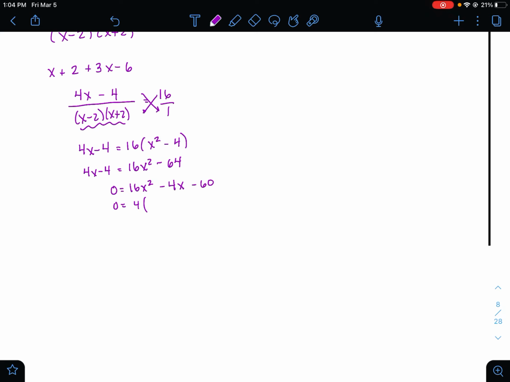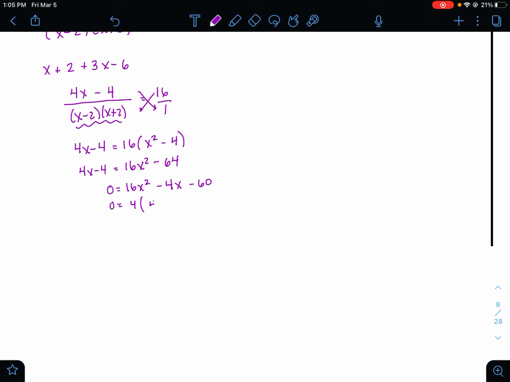So 16 divided by 4. Hang on one second, my thing's ready. All right, 16 divided by 4 is 4, so I get a 4x squared minus x minus, and then 60 divided by 4 is 15.